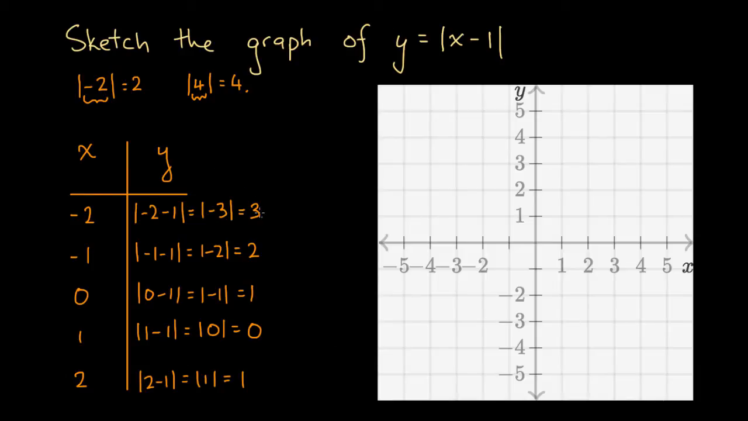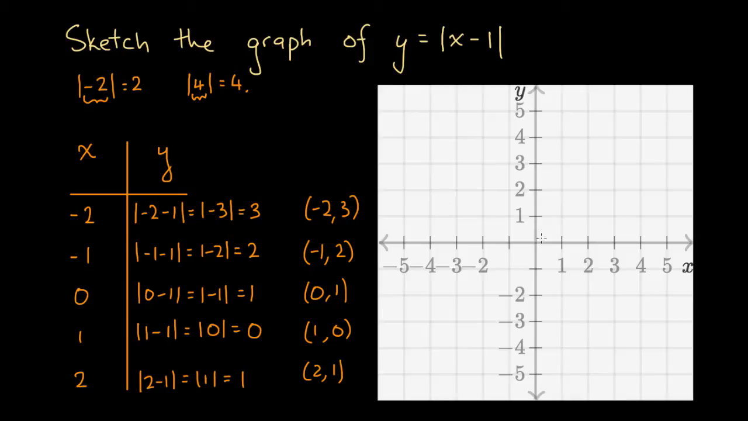Let's go about graphing these. Let's list the points here. The first one is minus 2, 3. Then minus 1, 2. Then 0, 1. Then 1, 0. And we have 2, 1.